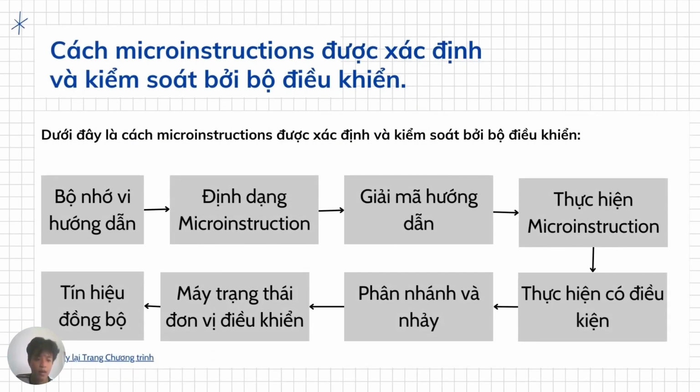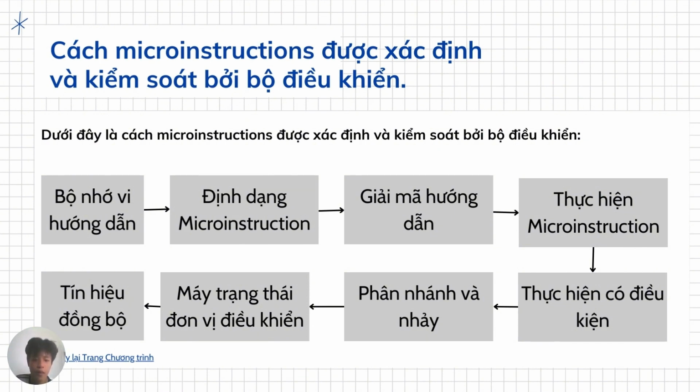Dưới đây là các vi lệnh được xác định và kiểm soát bởi bộ điều khiển. Đầu tiên là bộ nhớ vi hướng dẫn. Các vi lệnh được lưu trữ trong một thành phần bộ nhớ chuyên dụng được gọi là bộ nhớ microinstruction hoặc là bộ nhớ vi điều khiển. Bộ nhớ này được triển khai dưới dạng bộ nhớ chỉ đọc là ROM hoặc là mã logic lập trình PLA. Bộ nhớ microinstruction chứa một tập hợp microinstruction. Mỗi lệnh được liên kết với một hoạt động hoặc là hành động điều khiển cụ thể mà CPU cần thực hiện.